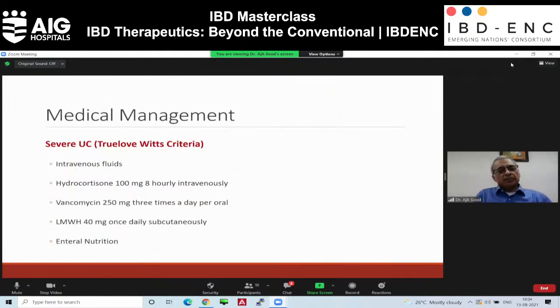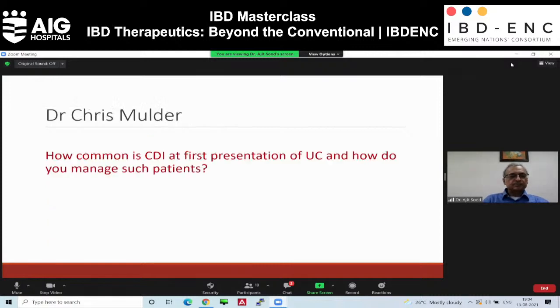So we have a patient who falls into severe ulcerative colitis by Truelove and Witts criteria. The number of stools was more than 6. She had blood in stools. CRP was high. She had tachycardia. So she was put on intravenous fluids, injectable hydrocortisone, vancomycin because C. diff was positive, low molecular weight heparin, and enteral nutrition.